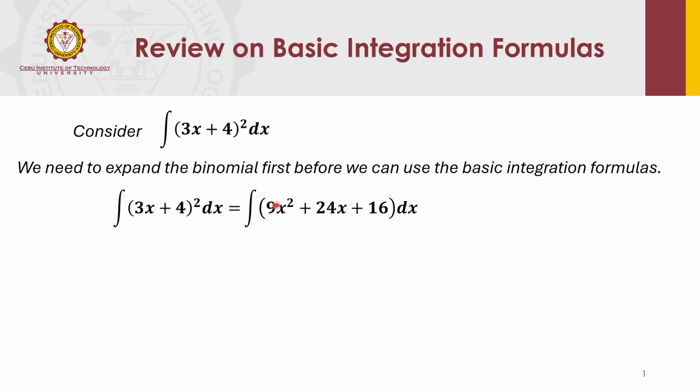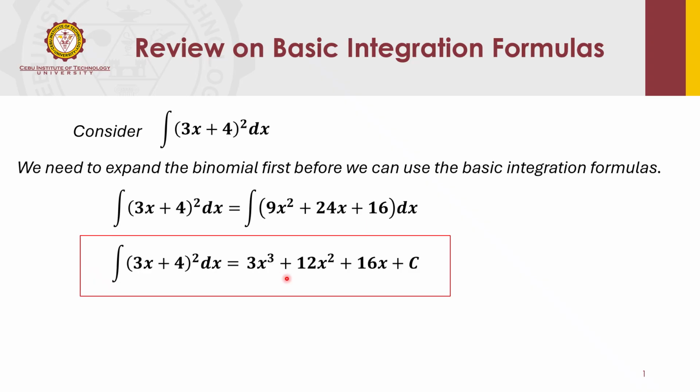So the value of the indefinite integral, therefore, is 3x³ + 12x² + 16x + c. Or that's 9 times x³ over 3, plus 24 times x² over 2, and then 16x.